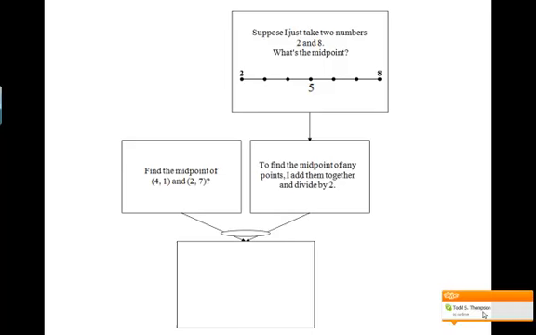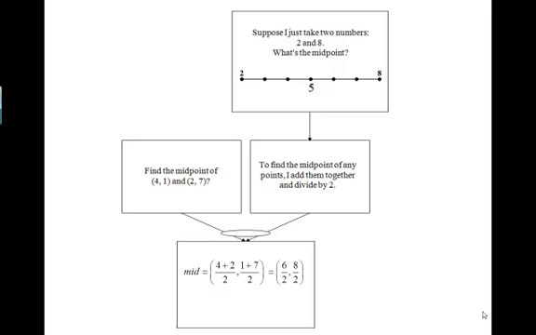Therefore, to find the midpoint of any points, I add them together and divide by 2. And if I add them together and divide by 2, and my points are (4,1) and (2,7), my midpoint is, I add the x-coordinates, 4 and 2, divide by 2. The y-coordinates, 1 and 7, divide by 2. And I get 6 halves, 8 halves, or (3,4). Now, knowing that the midpoint formula is something like that, this works effectively for me.